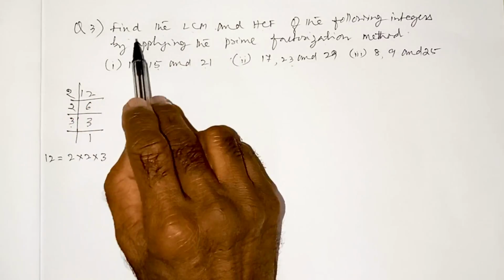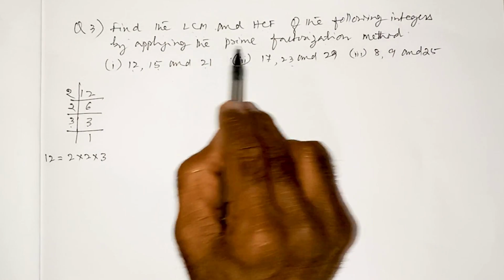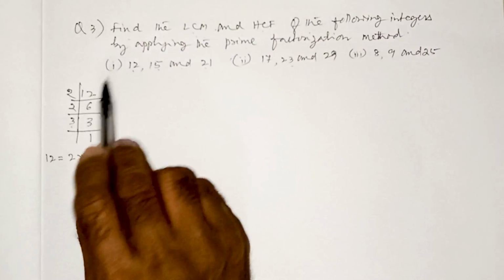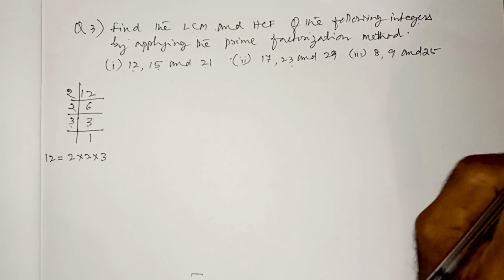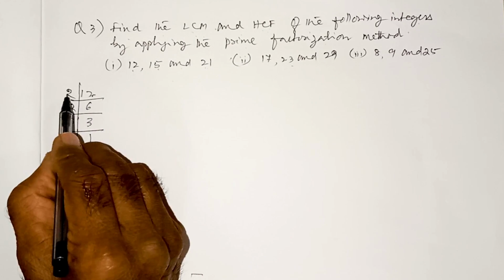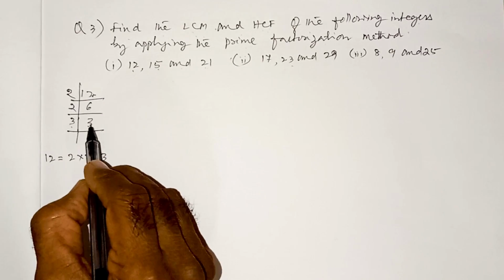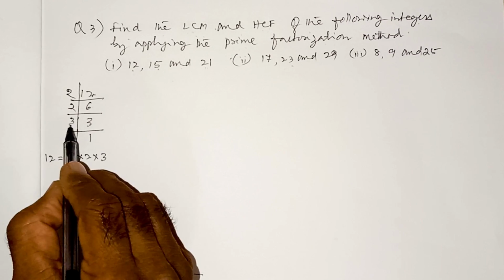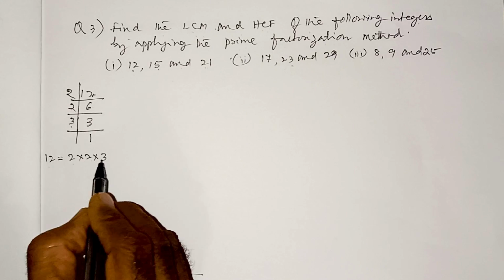The third question is: find the LCM and HCF of the following integers by applying the prime factorization method. There are three sub-questions here. 12, 15 and 21 is the first question. We will solve now one by one. Now write down 12 to factorize. You take 2, 2 into 6 you get 12. Again try with 2, 2 into 3 you get 6. And now only once you can try because the prime number 3 into 1 is 3. The factors of 12 are 2 into 2 into 3.